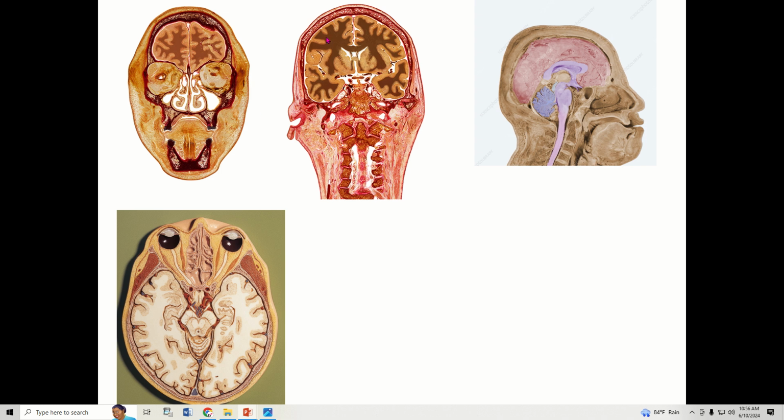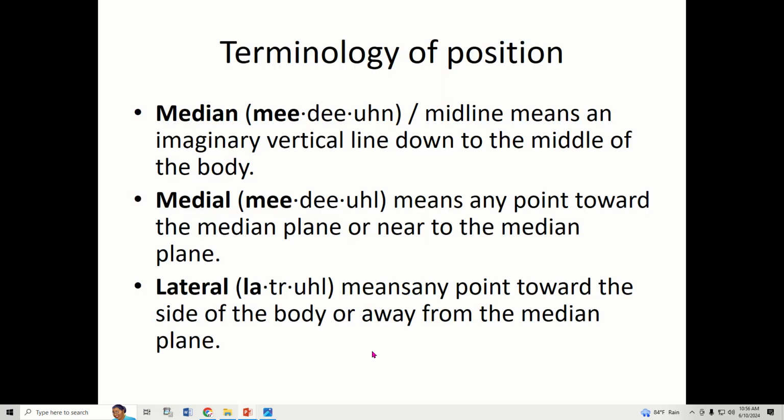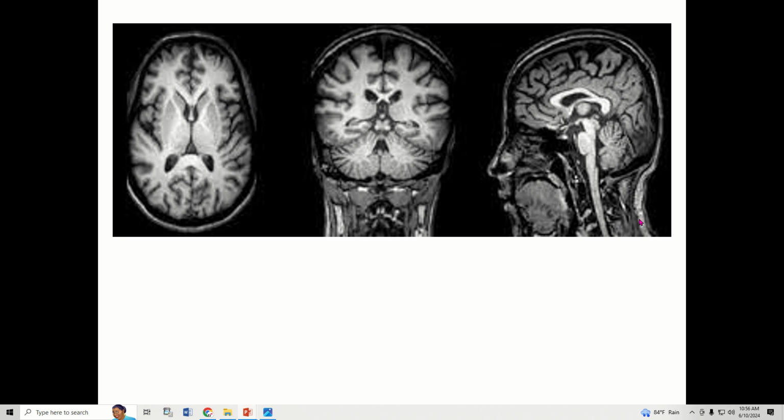Coronal section, sagittal section, transverse section. MRI scan: horizontal section, coronal section, sagittal section.